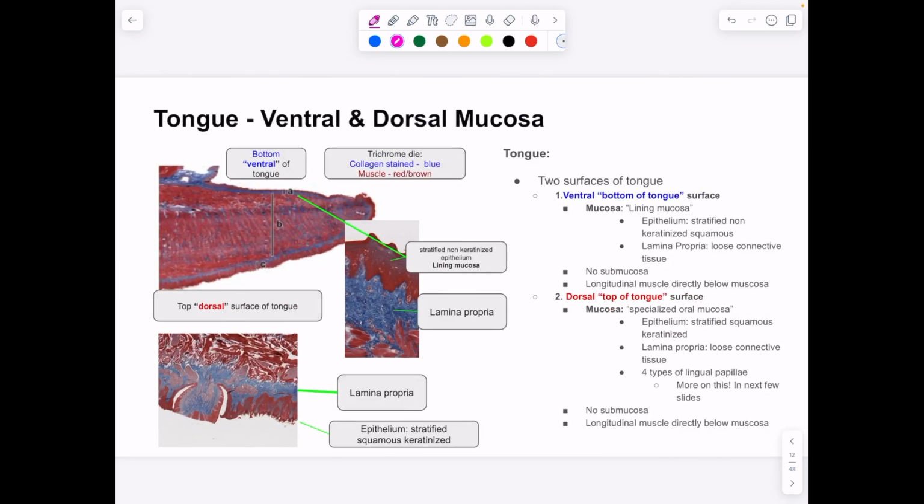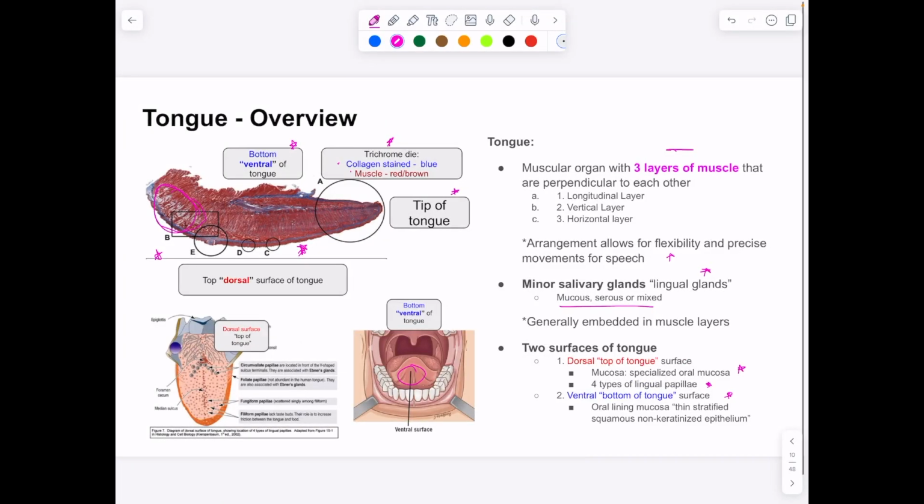All right, so we said that the bottom surface is lining mucosa. So stratified non-keratinized epithelium, you can see that here. And then deep to that, we have our collagen, our lamina propria, and importantly, there's no submucosa on the tongue at all. You go directly from lamina propria to muscle, okay? No submucosa in the tongue. And so the consequence of that is the minor salivary glands that we'll see here are directly in the muscle. They're not in the submucosa.